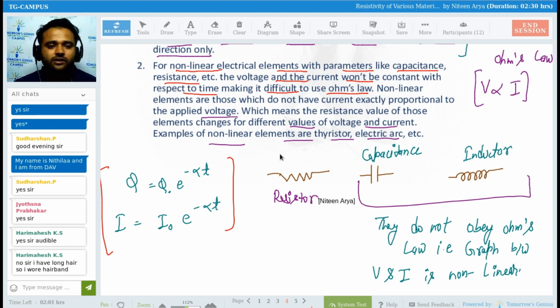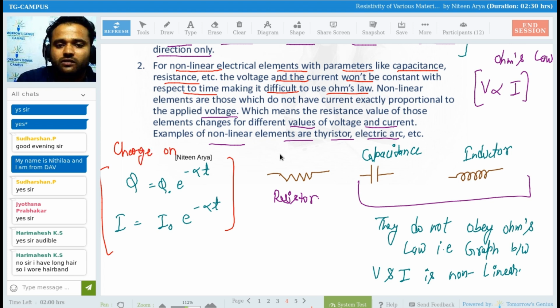Is this clear, everyone? So in combination or separately, they do not obey Ohm's law. When they do not obey Ohm's law, the graph between V and I is non-linear. Why is it non-linear? Because in a capacitor, Q naught is the charge on the capacitor initially, when time is 0.